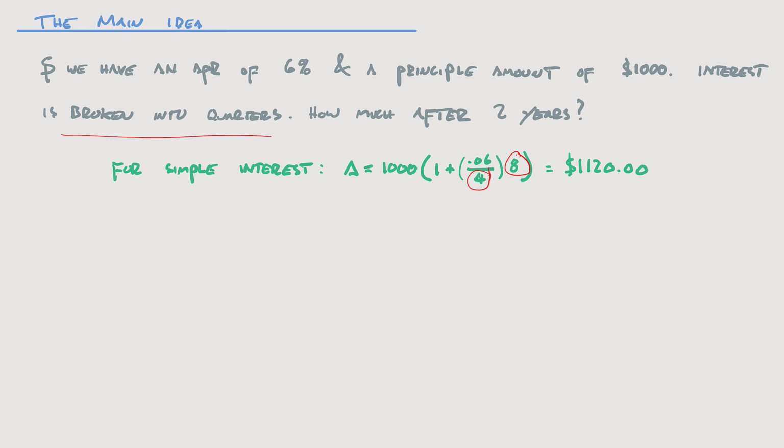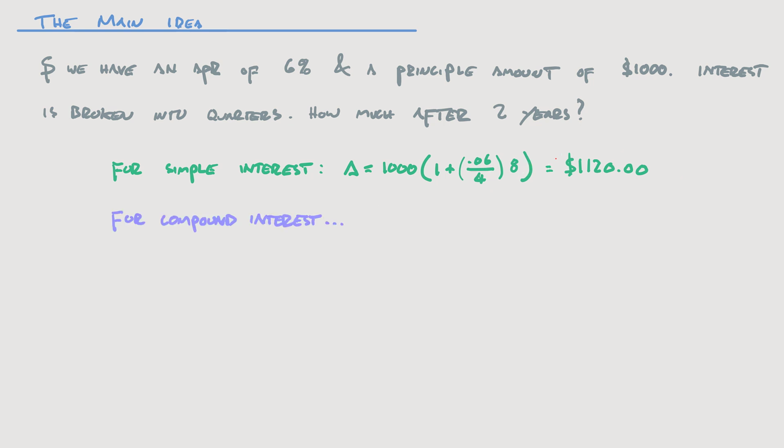But then you're multiplying it by how many quarters go by. There's 8 quarters in 2 years, and so we're multiplying by 8. But really, 8 divided by 4 is just 2. You could just write this as 1 plus 0.06 times 2. Oh my gosh, my handwriting is atrocious when I'm trying to write like this. No matter what, you're going to end up with this amount, $1,120.